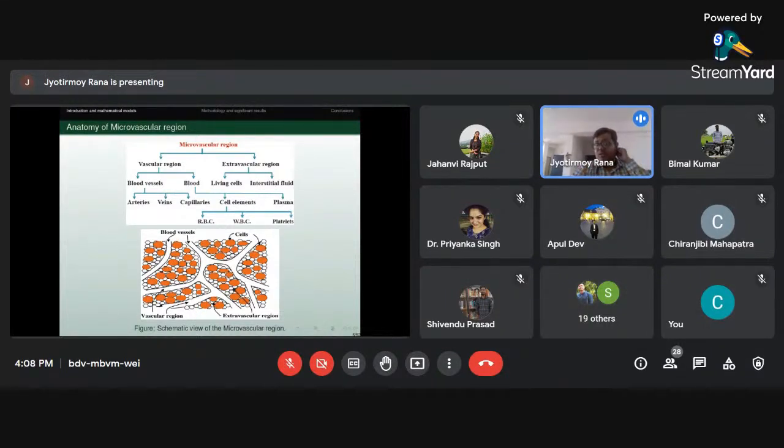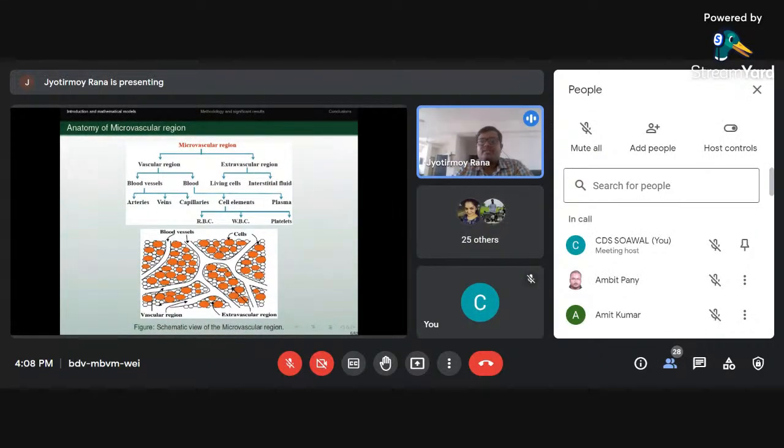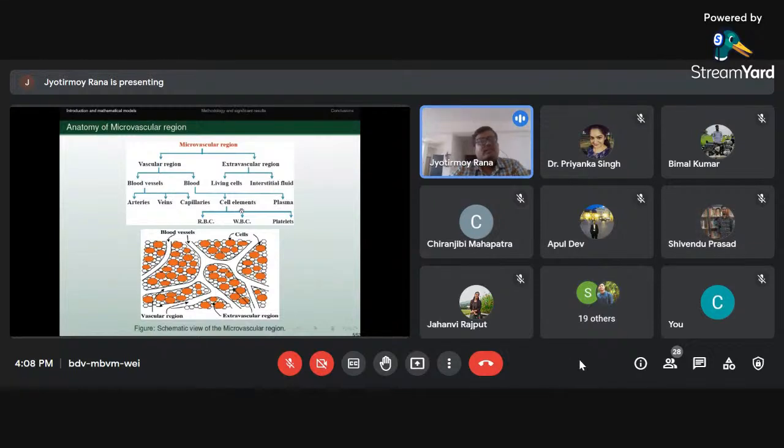But in our study, we are only focused on the vascular region, which consists of the blood vessel and blood. And blood has several components. The main components are the cell elements and the plasma. Cell elements are the RBC, red blood cells, and white blood cells and platelets. The several blood vessels are the arteries, veins, and capillaries. Arteries can be small arteries, called arterioles, and larger arteries, called the aorta. Similarly, it can be seen for veins also.